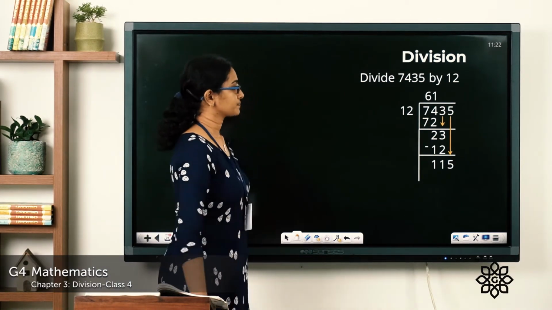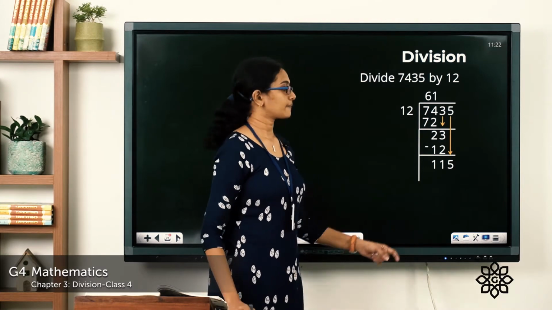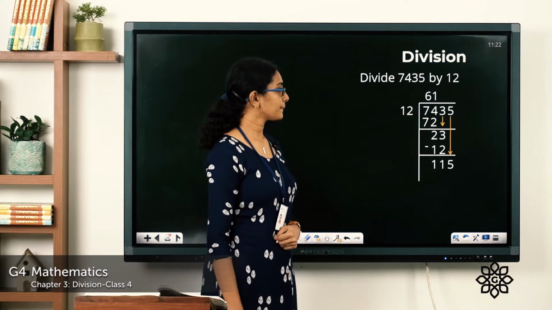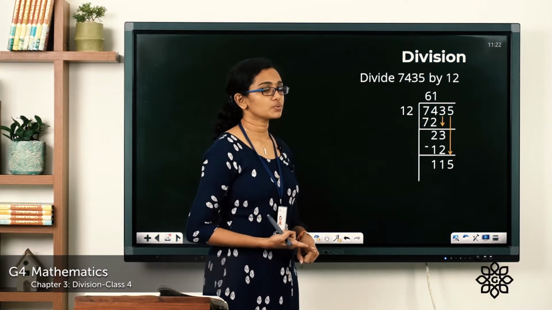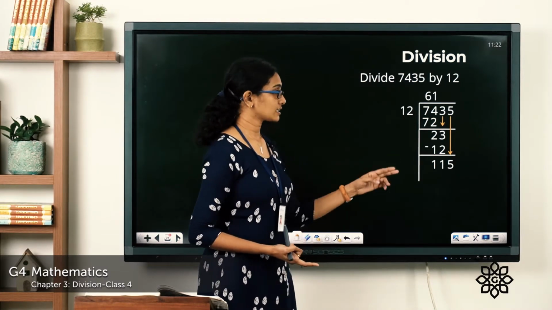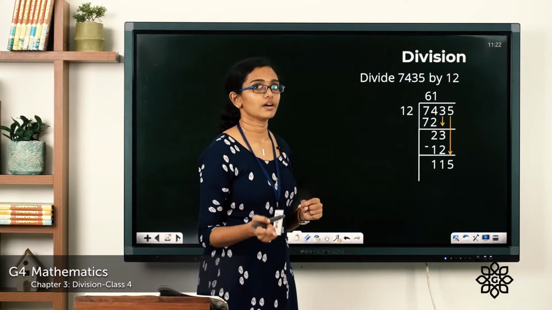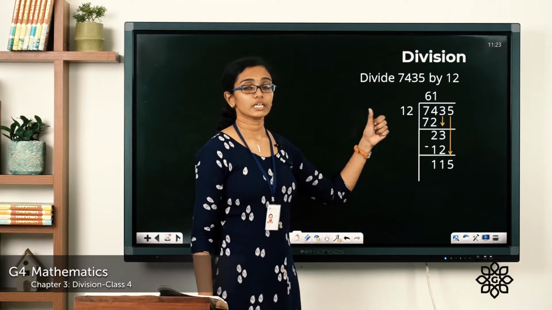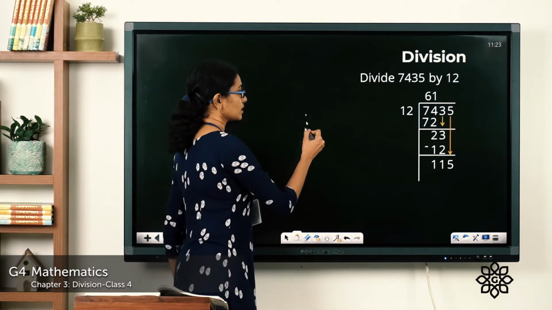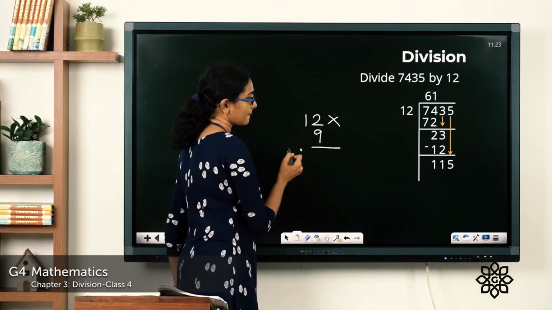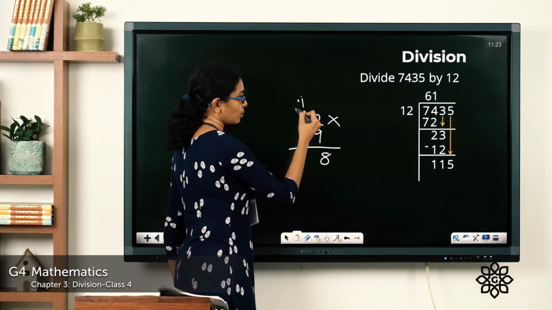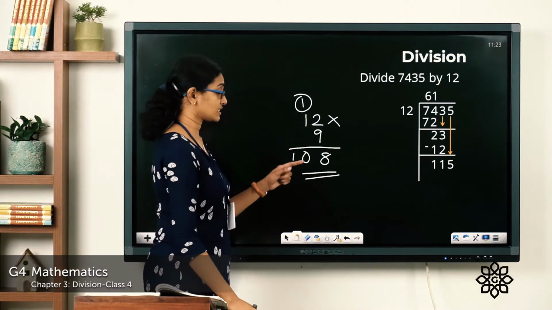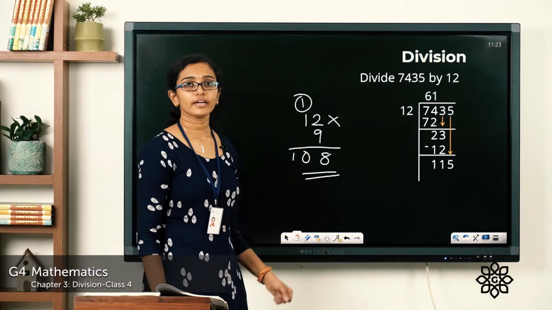So, bringing this 5 down gives you the dividend 115. Now, repeating the whole process again. 115 is divisible by 12. So, how many 12s will go in there? 12 ones are 12, 12 twos are 24, 12 threes are 36. Like that it goes, and we know 12 tens are 120, which is somewhat closer to 115. So let's see what 12 nines give. 12 into 9: 9 twos are 18, a carry over 1. 9 into 1 is 9, plus 1, it is 10. So we get the product 108.